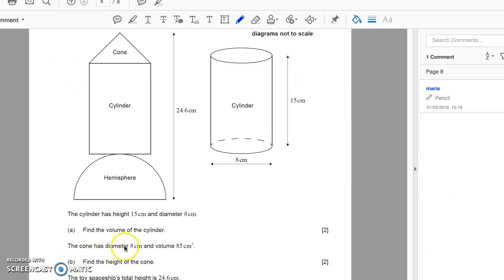Next question, the cone has a diameter of 8 centimeters. Yeah, that corresponds to the same 8 centimeters of the cylinder, it makes sense. And a volume of 85 centimeters cubed. Find the height of the cone. They're asking me about this line here, this height here, and I know the diameter of the cone.